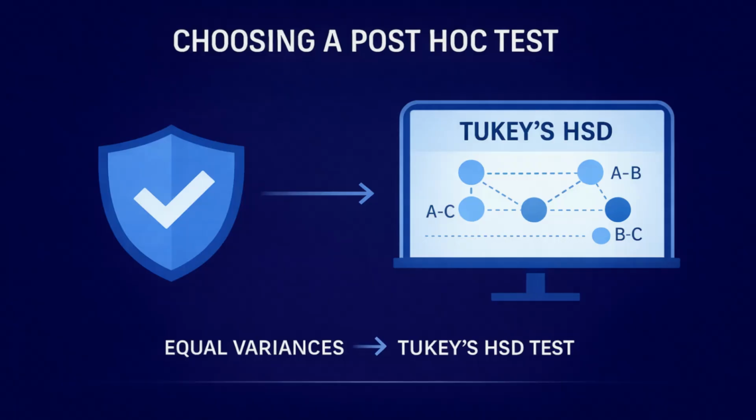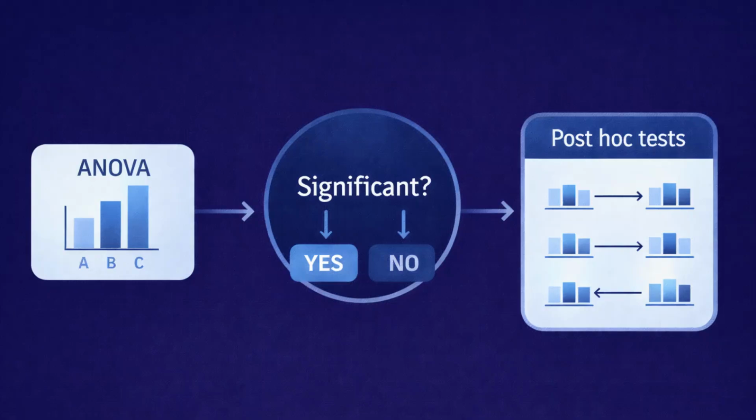When Levene's test suggests variances are reasonably equal, Tukey's HSD is a common choice because it compares all pairs of groups while keeping the overall error rate under control. For example, if a study compares achievement across 3 instructional models and Levene's test suggests similar variances, Tukey's HSD can be used to determine which specific models differ from one another.